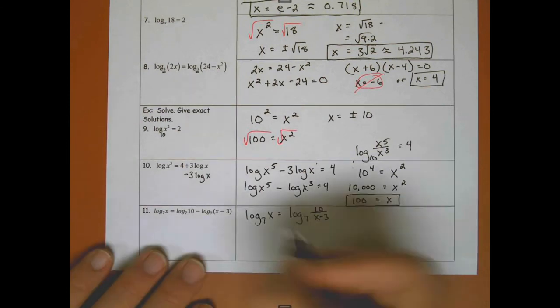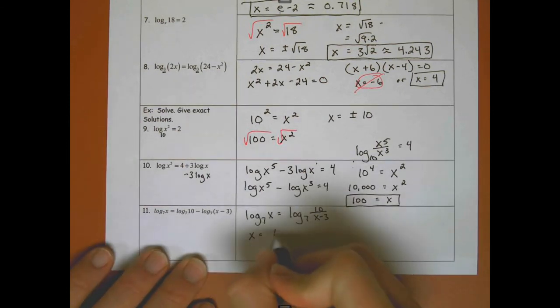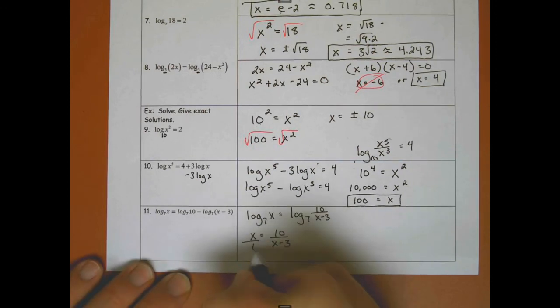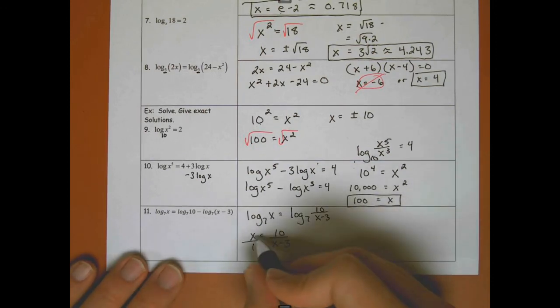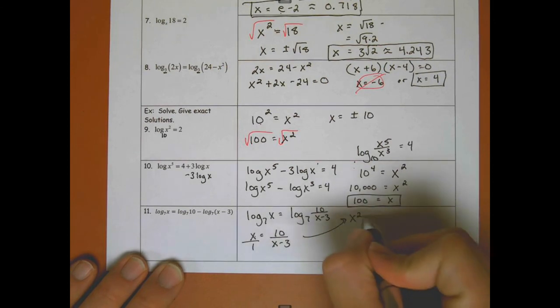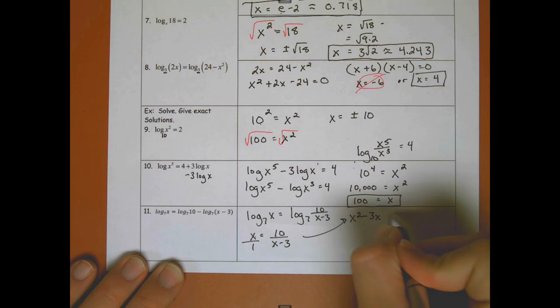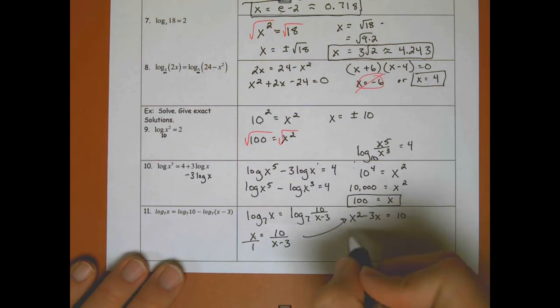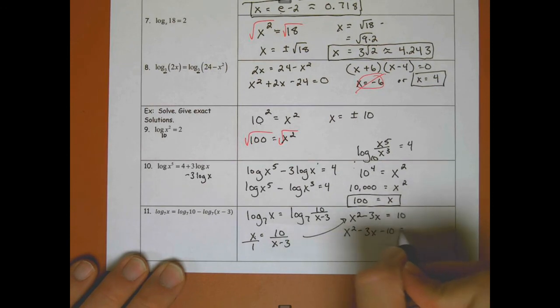Okay, so now I have this equation, x is equal to 10 over x minus 3, which is kind of a tough equation to solve algebraically. But we can do it. We're going to use cross multiplication, so let's put that over 1. Distribute the x to give x squared minus 3x is equal to 10. And then subtract this over: x squared minus 3x minus 10 is equal to 0.